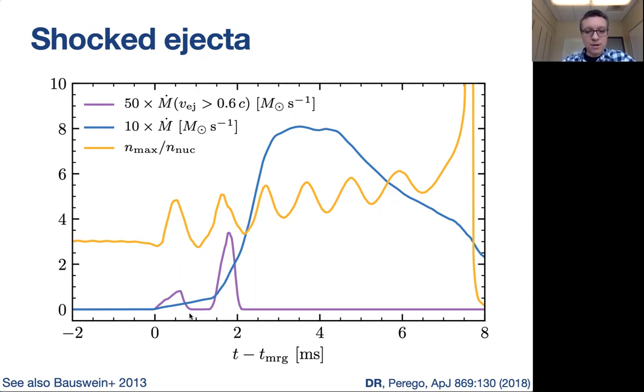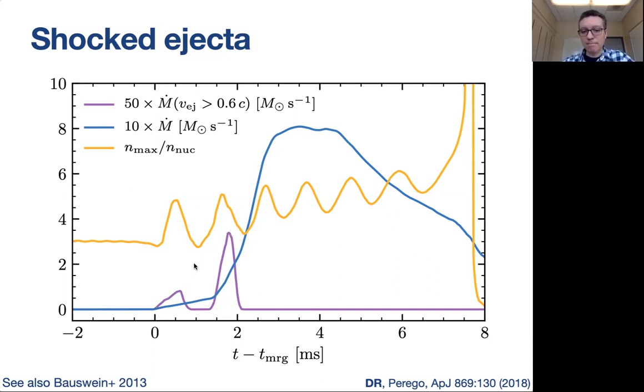This purple curve is the fast tail of the ejecta, so just the part of the ejecta that's traveling with velocity larger than 0.6 c. This is a somewhat arbitrary cutoff. You can see that this fast tail has two components. For this binary, there is a component really driven by the collisional shock, but it's very small, and actually most binaries do not show this component. This is an exceptional binary that also has this component, but most of this fast outflow is really the very tip of this shock. It's accelerated at the very tip of the shock that expands out of the bounce of the remnant.